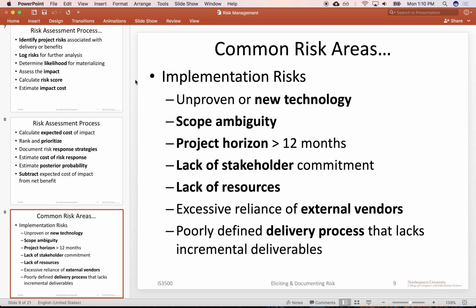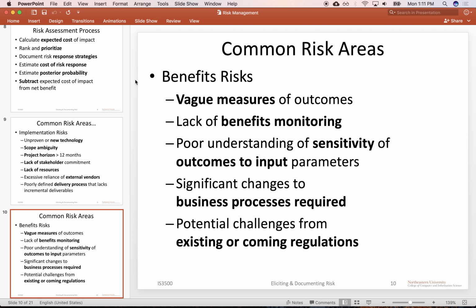The lack of stakeholder commitment, we mentioned that, right? The resources, we might need financial, technology or people resources. We might be dealing with multiple vendors that we are dependent on, so there's certainly risk there, and we haven't decided how we're going to deliver the process and manage any changes.